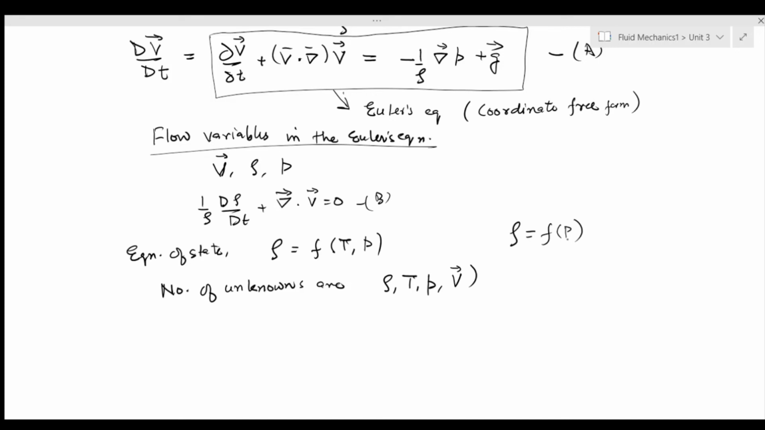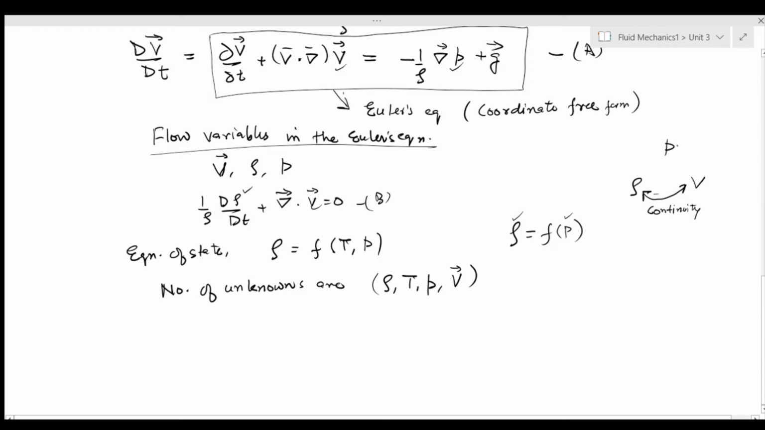If we can get that, then we would have only three unknowns: density, pressure and velocity, and we have three equations. The mass conservation equation gives us a relation between density and velocity. Euler's equation gives us a relation between velocity and pressure, and the third equation, the equation of state, gives us a relation between density and pressure. So we have pressure, velocity and density. The relation between density and velocity can be obtained from mass conservation or the continuity equation.